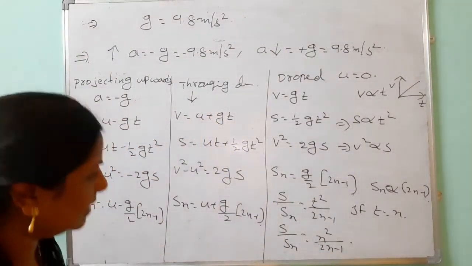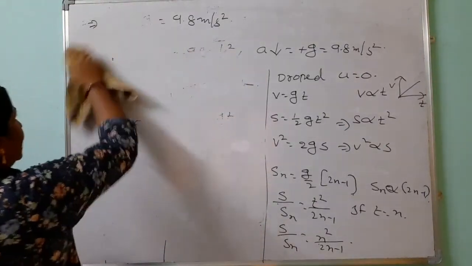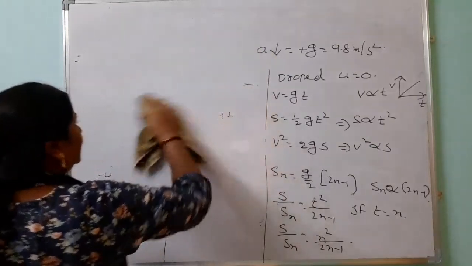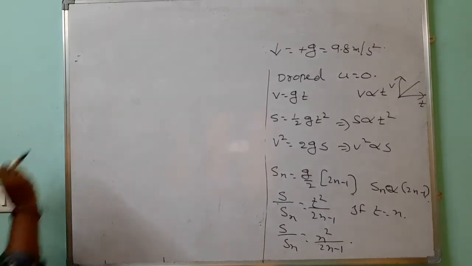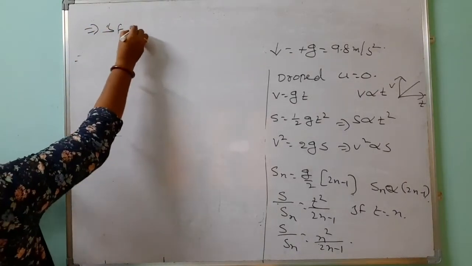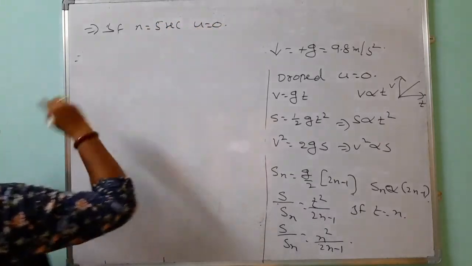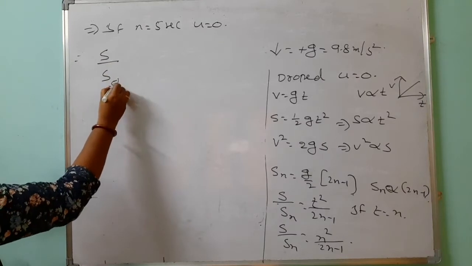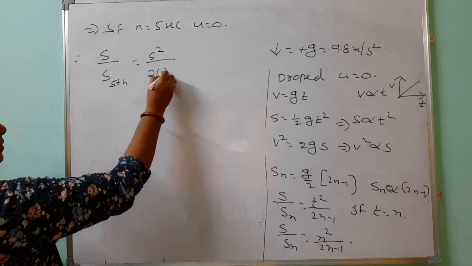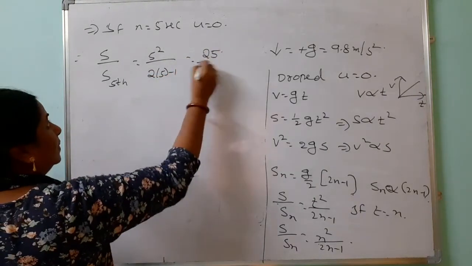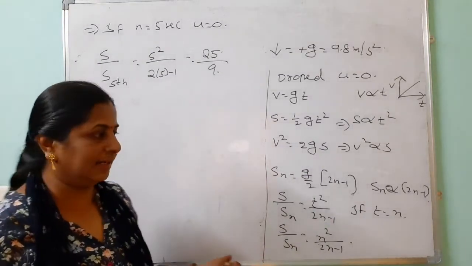We do one problem based on this. Suppose n equals 5 seconds. How to find the ratio, with initial velocity 0? If n equals 5 seconds, initial velocity is 0, S by S fifth second is how much? Simply you can go through 5 square by 5 minus 1, that is 25 by 9. Like that we should calculate the ratio of S and Sn.